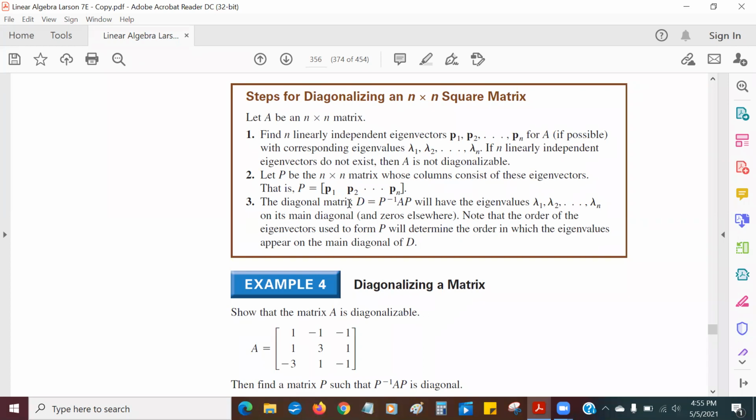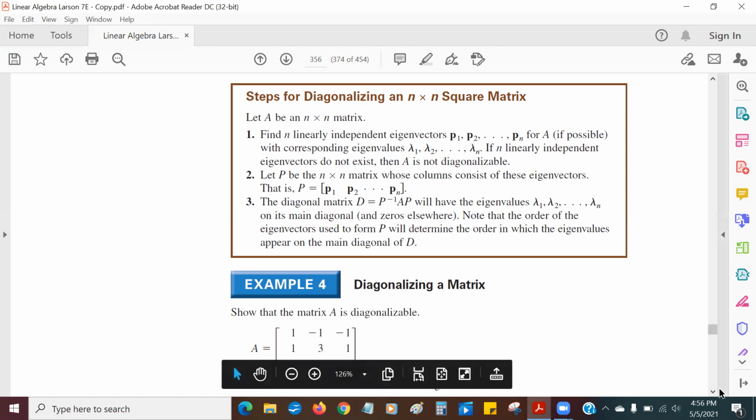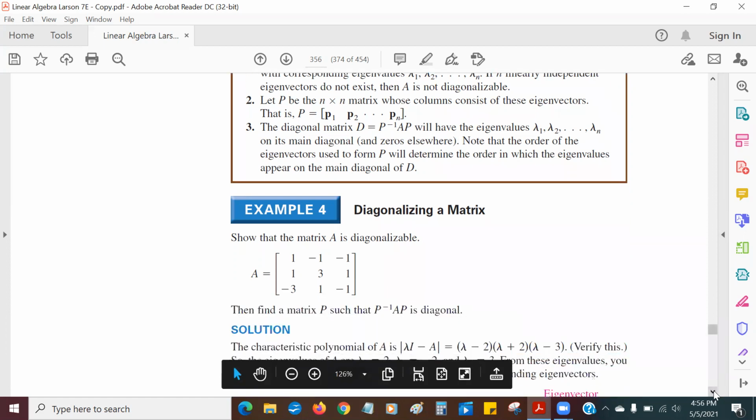Now, the diagonal matrix D, which is equal to P inverse AP, will have the eigenvalues lambda 1, lambda 2, through lambda n on its main diagonal, and of course zeros everywhere else. Note that the order of the eigenvectors used to form P will determine the order of the eigenvalues, because they correspond to each other. So if I can find the eigenvectors, which we already learned how to do in 7.1, I can construct P, which will give me my diagonal matrix, and that's how I diagonalize a square matrix. So let's do an example. Here's a matrix A.